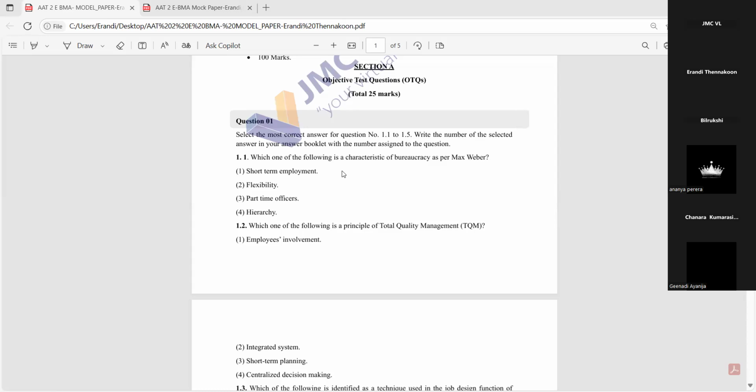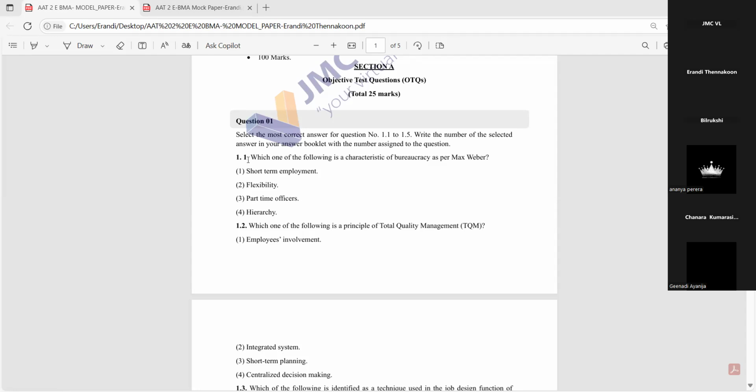So, shall we move on to the first question then? Select the most correct answer for question 1.1 to 1.5, right? And write the number of the selected answer in your answer booklet. What you should do is write the number of the answer, right?